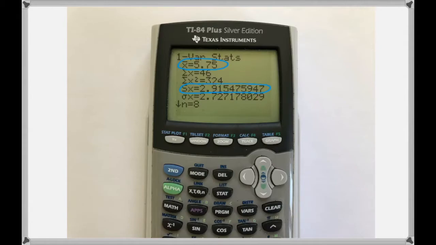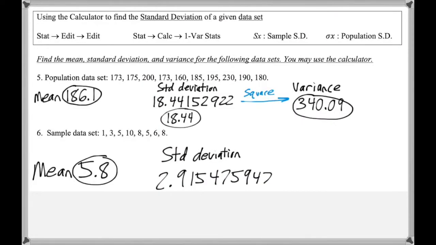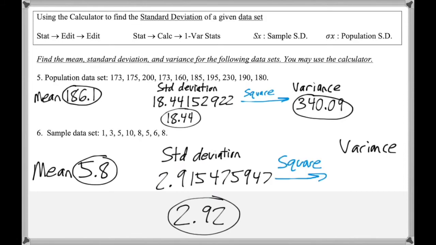entire decimal. Now I'm going to round my mean to the tenths place, so that will be 5.8. My standard deviation, I'm going to round to 2 places, so that's 2.92. And then I want to square the entire decimal to get the variance, and that's going to be 8.50.